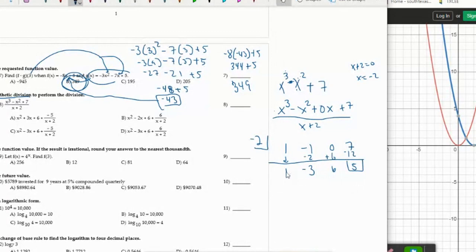So how do we rewrite this? We rewrite this by going 1 less than the original. The original is x to the 3, so this would be x squared minus 3x plus 6 with a remainder of 5. Then we just put the remainder over our original divisor, x plus 2. My bad, this should be negative, as you were.